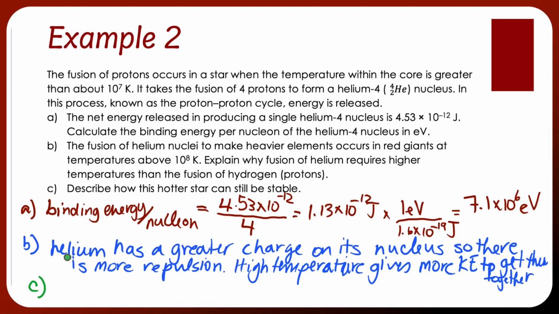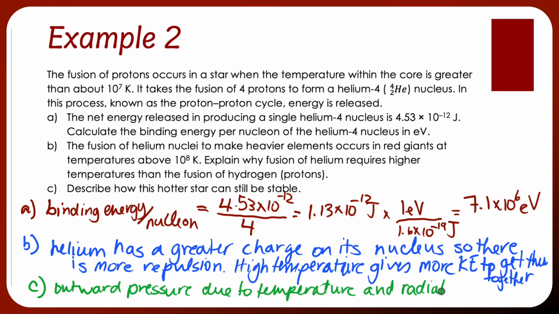And finally, part C. Describe how this hotter star can still be stable. Outwards pressures due to temperature and radiation is balanced by greater inward pressure of gravity. And that could be more particles and closer together.